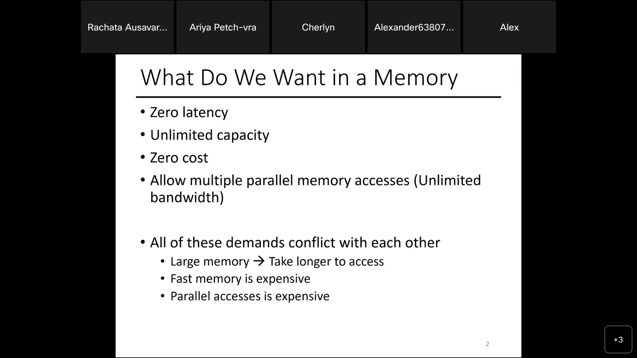These four goals conflict with each other. One primary conflict is the cost. If you want to make your memory faster, bigger, or higher bandwidth, it's going to cost more, right? And even things like capacity, right? If you want a large memory, there'll be more structure involved when you want to get to your data.